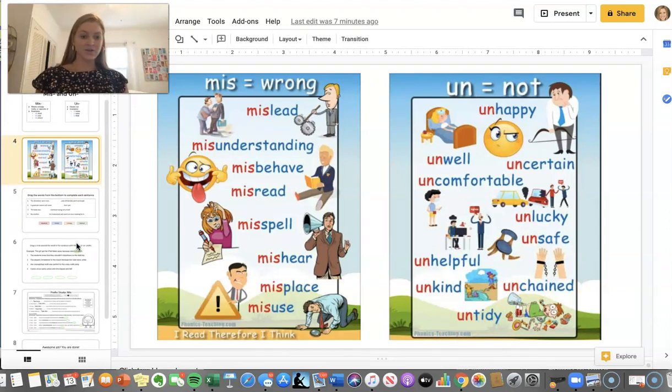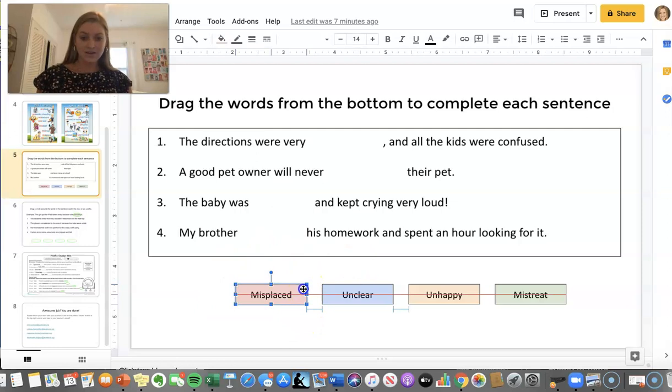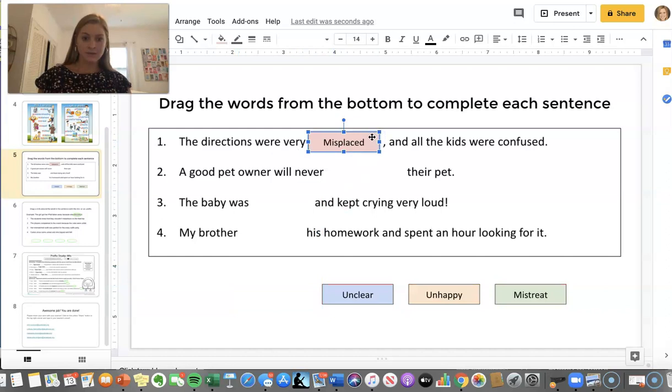So for your work today, you're going to have a few different assignments to do. For this first one, it says drag the words from the bottom to complete each sentence. So you're going to read these sentences and figure out which word with the prefix on it makes the most sense for that blank. This one says, the directions were very blank and all the kids were confused. So then you'll come down here and read through these choices, and once you find your choice, you will click on it, hold it down, and drag it up into the box. So you'll do that for those 4 sentences.